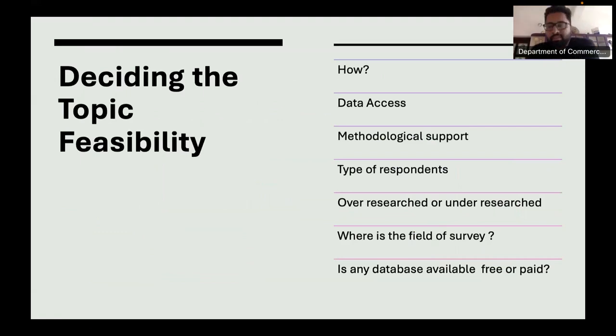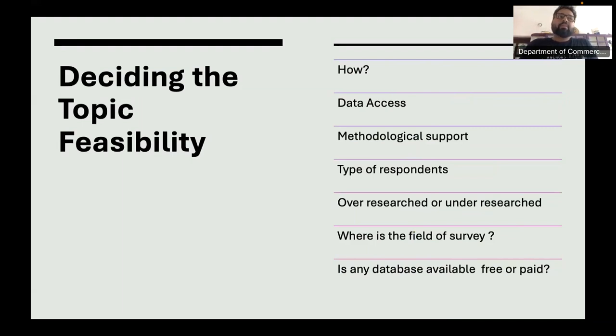And designing the topic feasibility. When you take a topic, you should check the feasibility of the topic in terms of factors such as, the first one is data access. Data access means whether your data is accessible. So there are different types of data, primary and secondary. Primary means like a cross-sectional approach, and you go to the field and collect data. And secondary sources, there are databases available. So you need to check whether the data is accessible.